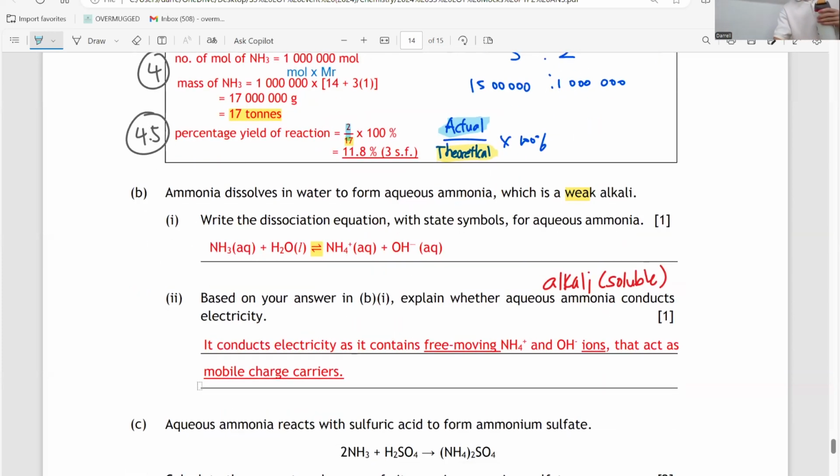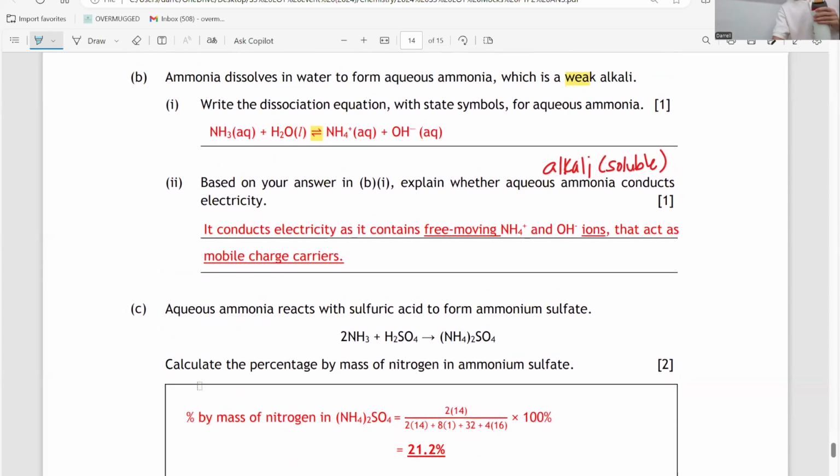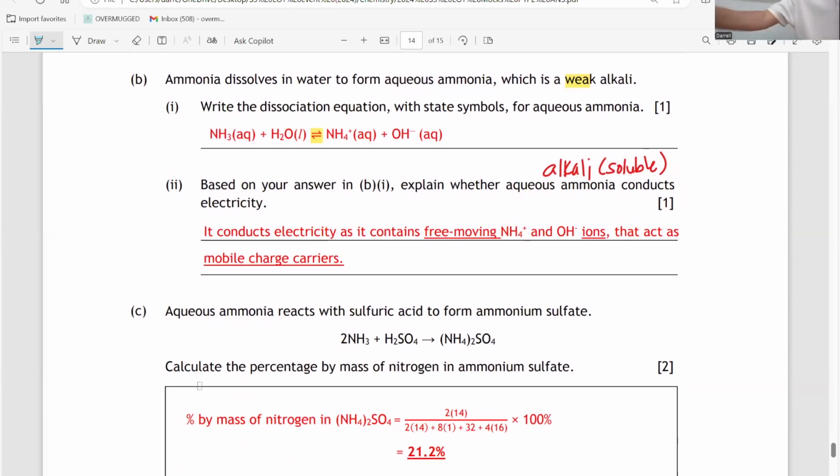Okay, then I'll review the last bit. Okay, part C, I'm not even going to go through just because it's easy. You guys probably are able to calculate the percentage by mass. Shouldn't have any problem here.